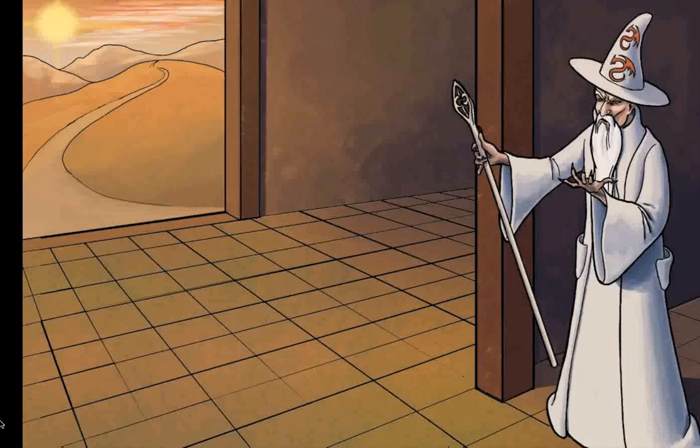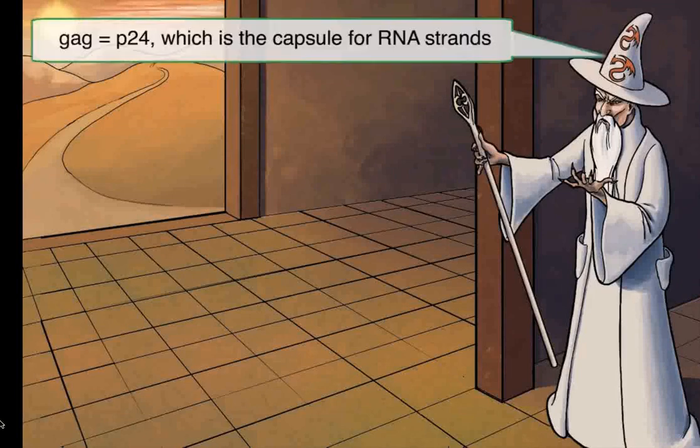Now, when we talk about HIV, there are 3 very important genes that the virus uses for replication. They're called the ENV, GAG, and POL genes. Each of these has its own purpose, and we're going to illustrate all of them on our wizard. In fact, we've already started to illustrate the GAG gene with the wizard's hat. GAG is a gene that makes the protein P24, which serves as a capsule for the RNA strands.